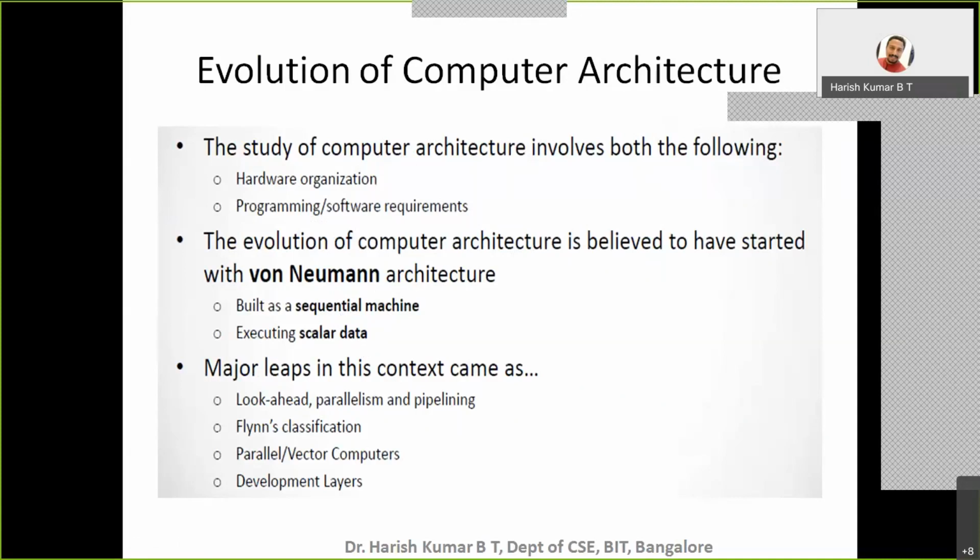Now these days we have SIMD architectures also: single instruction performing execution on multiple data. You load one instruction into the CPU, and that is capable of performing the execution on multiple data items. And then look ahead processors, all these things I've already told you. The third generation started using look ahead processors in order to fetch the instruction well in advance.